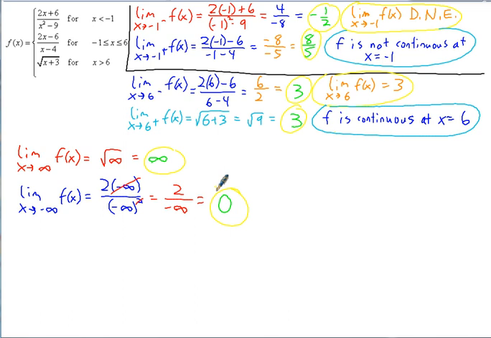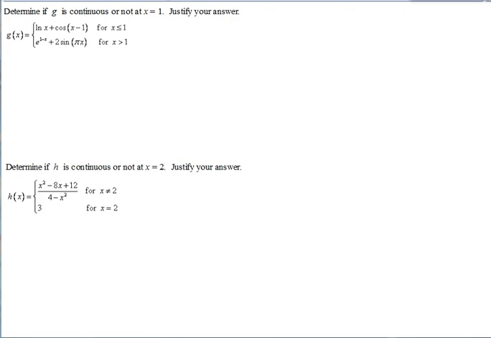Okay, let's take a look at some other problems that are worded slightly differently. They're asking something similar though. It says, determine if g is continuous or not at x equals 1. And then it also asks you to justify your answer. So this is one of those inequality piecewise functions. These are the ones where you have to find the left and right hand limits separately. So the limit as x approaches 1 from the left of g of x. Let's see what that is.